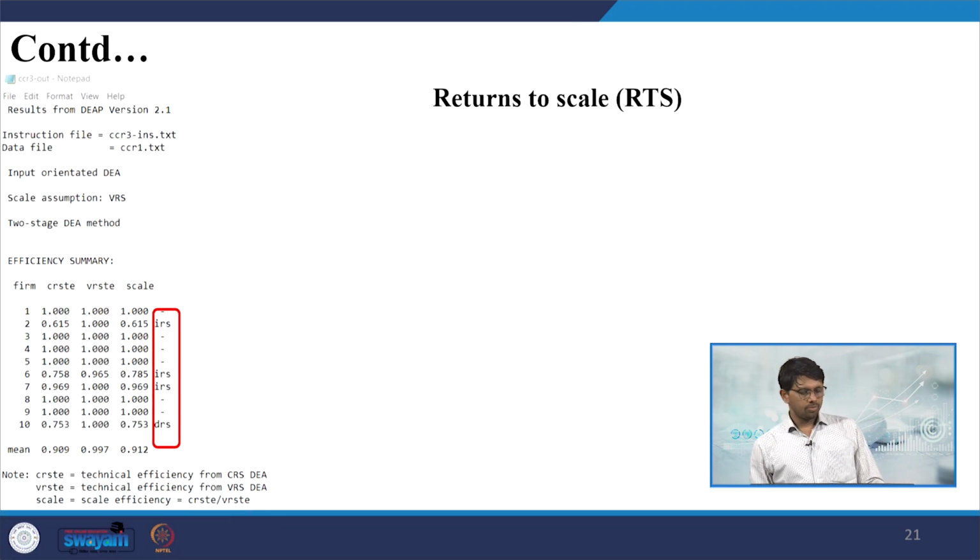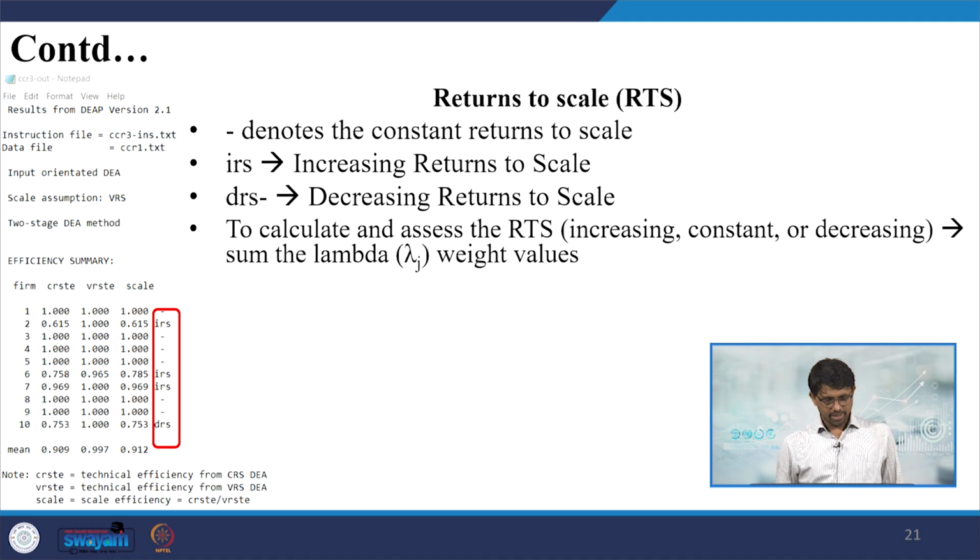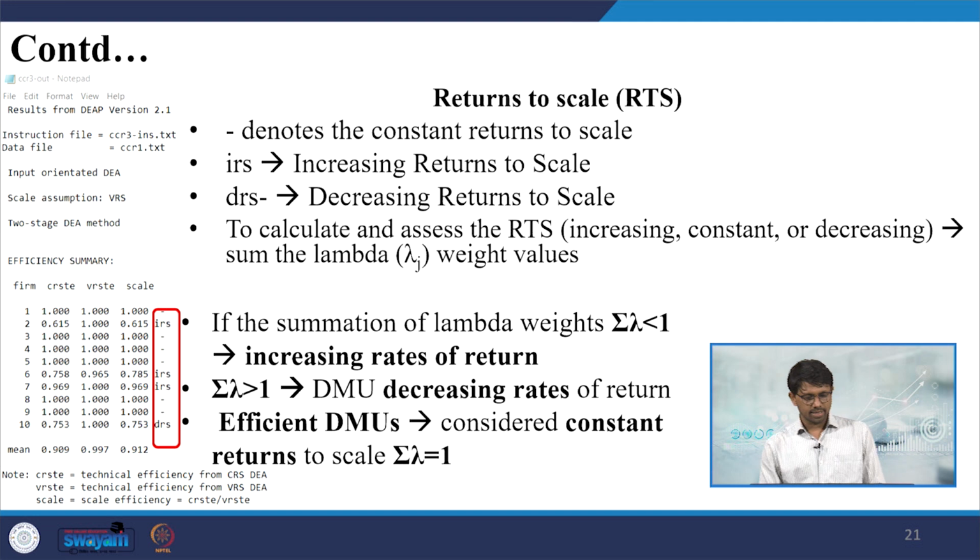Returns to scale, the last column, as I already clarified, I need not emphasize much. However, one interesting aspect here: to calculate and assess the RTS, returns to scale, that is increasing, constant or decreasing, the sum of the lambda weights is important. So, where do we get the lambda value? If you remember, I discussed it in the CCR based model, and this model also assumes the basic assumption of CCR. Hence, the pure weights are important. Pure weights we already mentioned and explained in the last lecture. However, for you, if the summation of lambda weights is less than 1, then that is called increasing returns to scale.